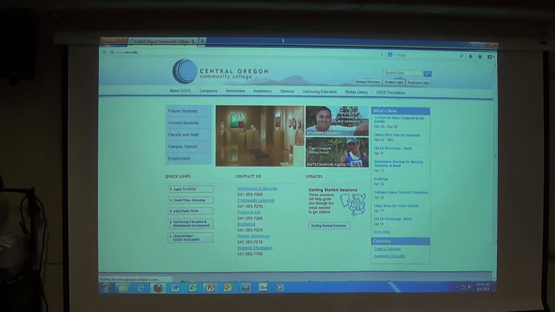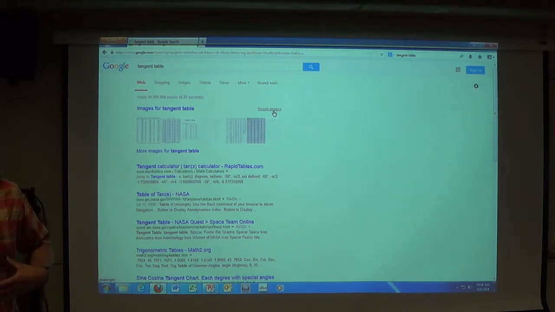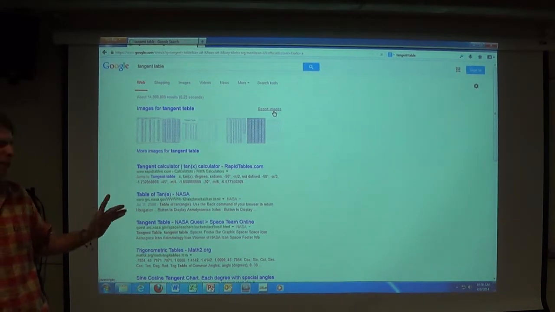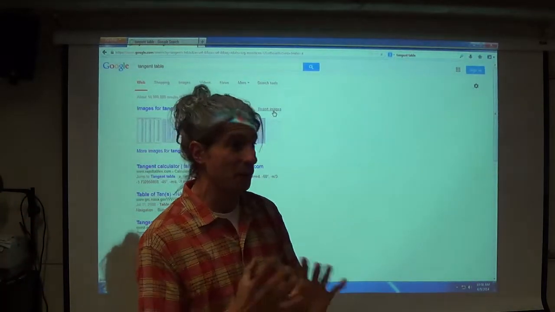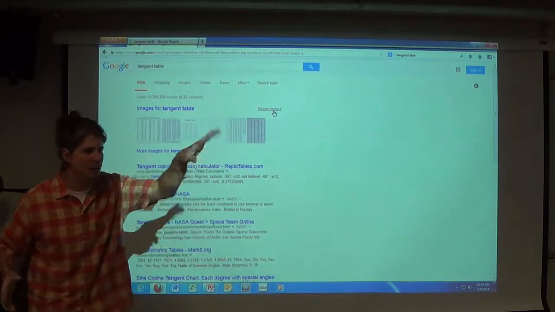So I'm going to Google tangent table. The easiest thing is probably going to be to go through an image result and find one that's legible. Some of these are old photocopies of textbooks, terrible. Back in the day, when you took geometry classes, at some point in that textbook there was a tangent table. One of the most useful tables, if you remember. If you don't remember from geometry, it's okay.